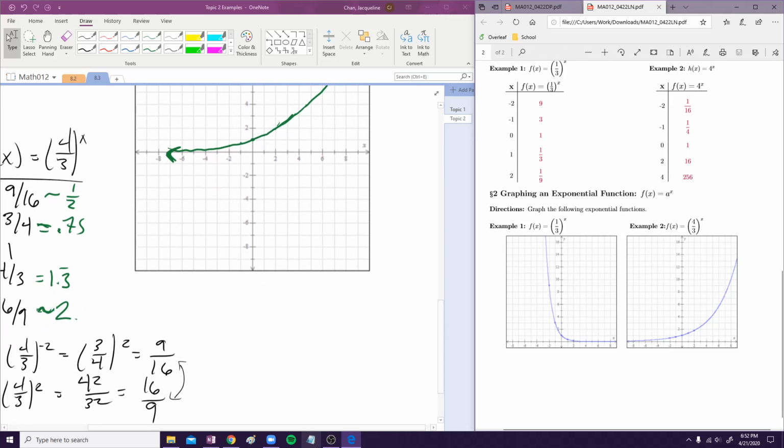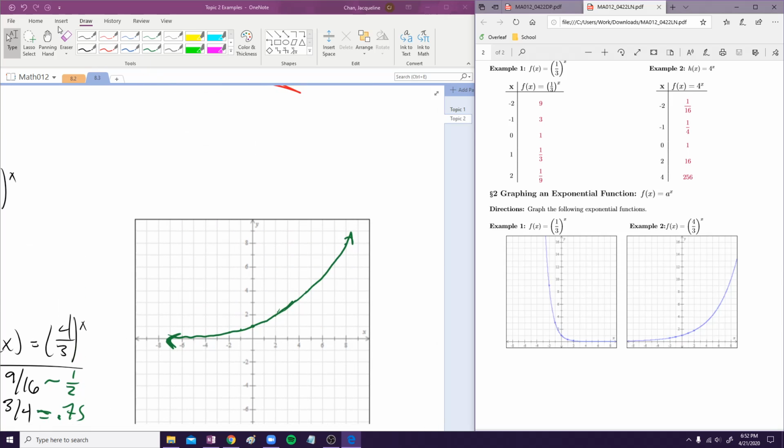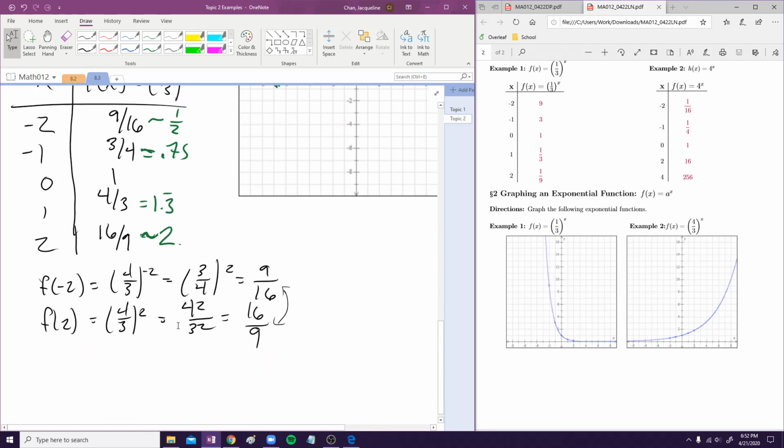This is what 4/3 to the x looks like. But one thing though is that if you plot those 5 points and you're still not comfortable, and you're like, that looks like a line, but I know it shouldn't be, and you want to be more precise, you can just add more points.